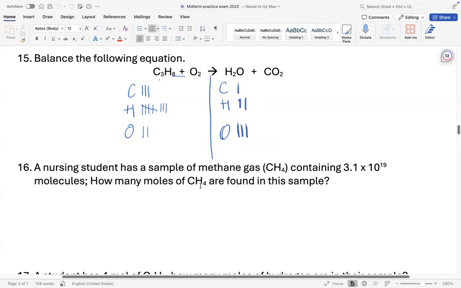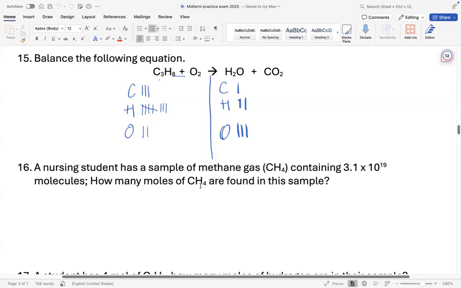I need to add coefficients, those big numbers out front, to make them balanced. There's a lot of trial and error. The more problems you do, the more patterns you see. So right now I'm seeing that I have an odd number of oxygens over here on the right.